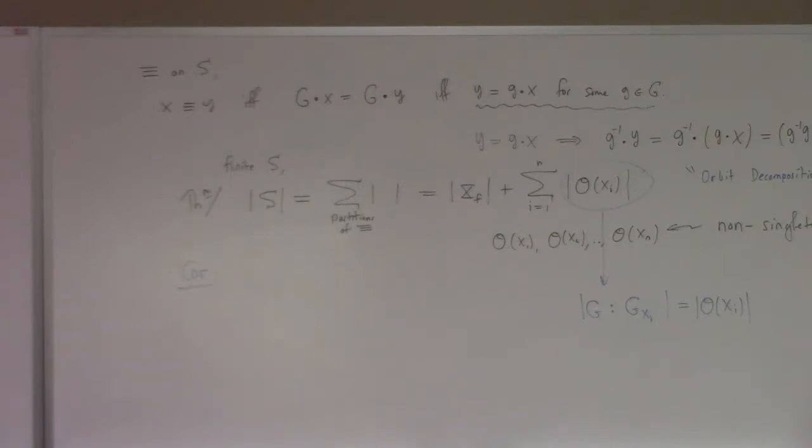What if the action's transitive? What it means for an action to be transitive, and it's not something we've emphasized in here, is that the orbit of any point gets you everywhere else. So the action's transitive if, in some sense, there's just a single orbit.